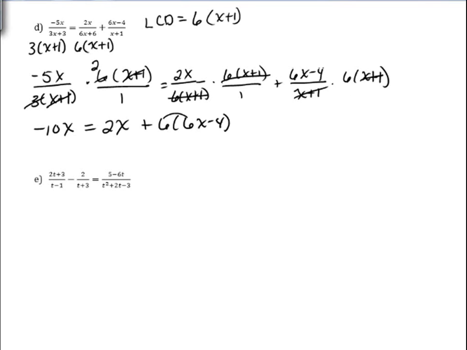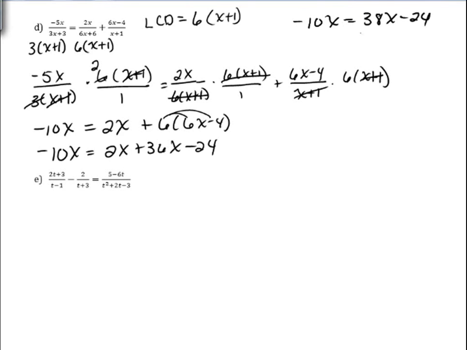Now we need to distribute this 6. That gives me negative 10x equals 2x plus 36x minus 24. We have to add our two like terms together, 2x and 36x. That gives me negative 10x equals 38x minus 24. Now we need to subtract 38x from both sides.